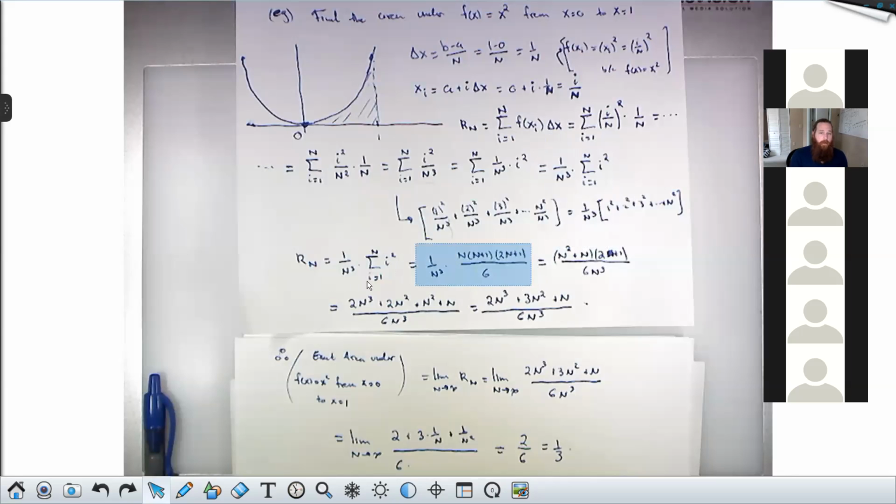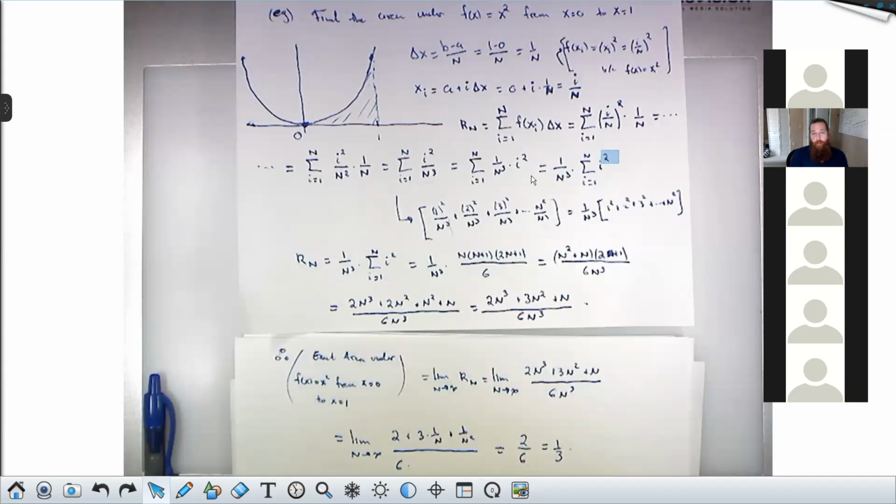Then you can call it quits, unless you want the exact area. If you want to approximate the area with 10 rectangles, you would plug in n equals 10. If you want to approximate the area with 3 rectangles, you would plug in n equals 3. If you want the exact area, you need infinitely many rectangles, which means you need to take the limit as n goes to infinity. And there you'll have to fall back on the stuff you learned in section 2.6, where we talked about limits at infinity.